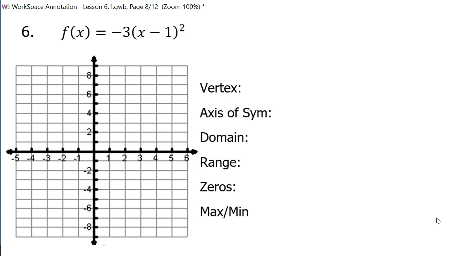Number 6. What does the negative out front make it do? Reflect. What does the 3 out front make it do? Stretch vertically by a factor of 3. And what does the minus 1 inside the parentheses make it do? Right 1. So from the origin, we need to move it right 1.